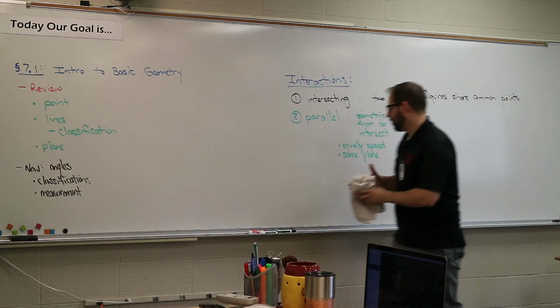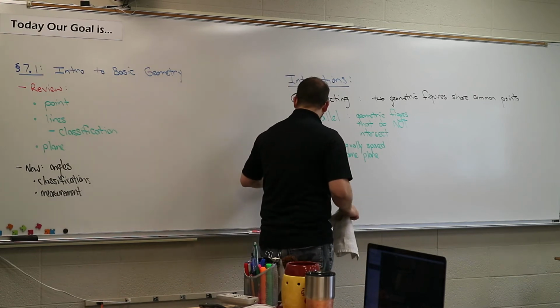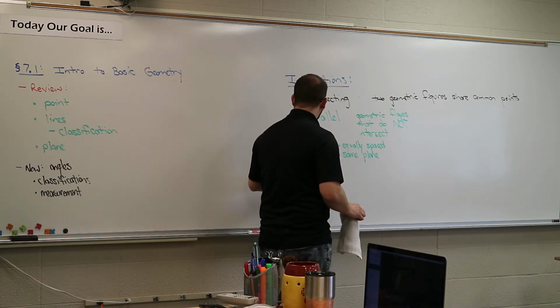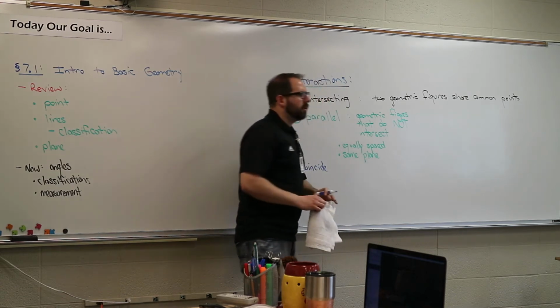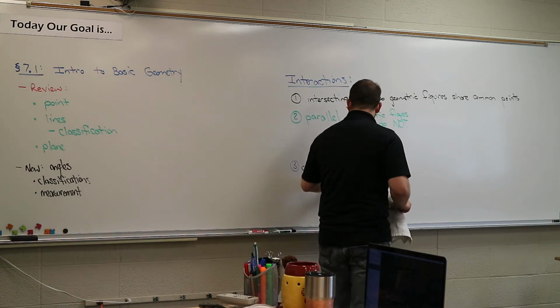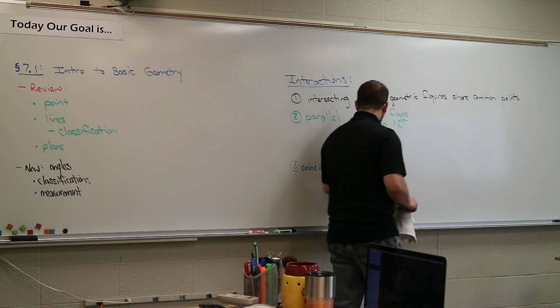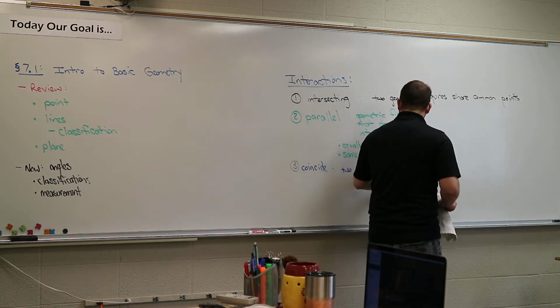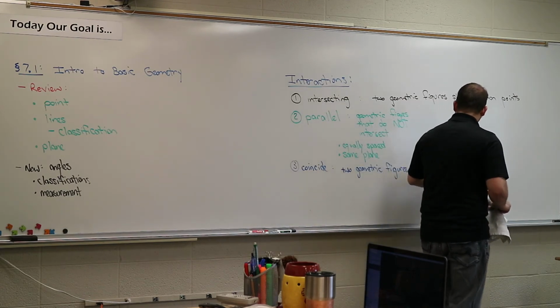That type of interaction is called to coincide. So number 3, because I said there's 4 of them. It's to coincide. It's when 2 objects share all points. Got it. 2 geometric figures share all points.